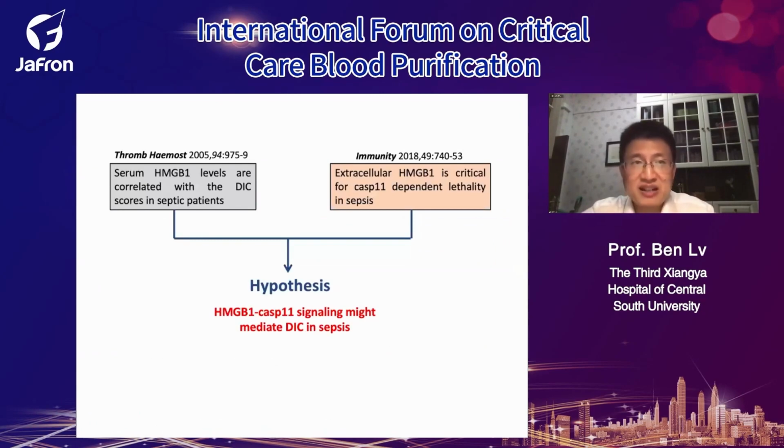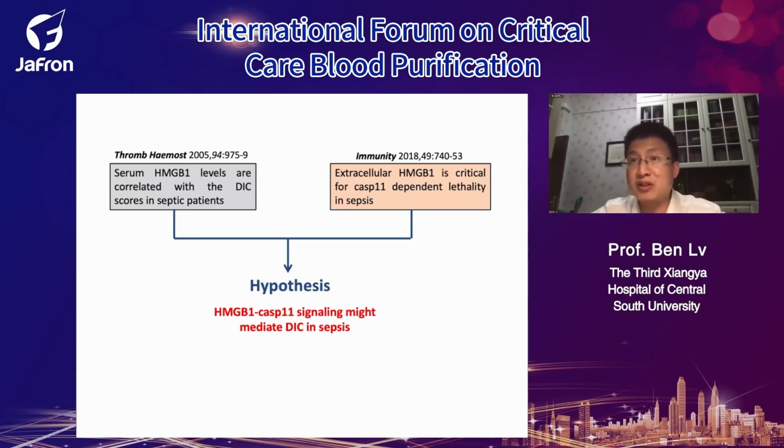So we look at our data. Extracellular HMGB1 is critical for the caspase-11 dependent lethality in sepsis. This is our finding, and we also combine it with what other people found. A Japanese group published a paper in Thrombosis and Haemostasis in 2005. They found that serum HMGB1 levels correlated with the DIC score in septic patients. So when we put these things together, we came up with a hypothesis: HMGB1 caspase-11 signaling might mediate DIC in sepsis.